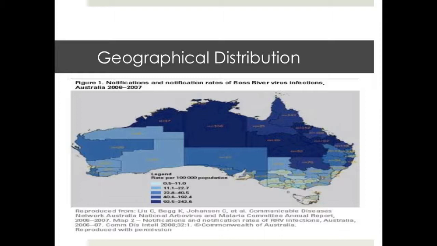Here is a map that shows the geographical distribution of the Ross River virus throughout Australia. As you can see, the dark blue color shows high percentages of infestation of the Ross River virus, whereas the light blue or white color shows a very low infestation of the Ross River virus.